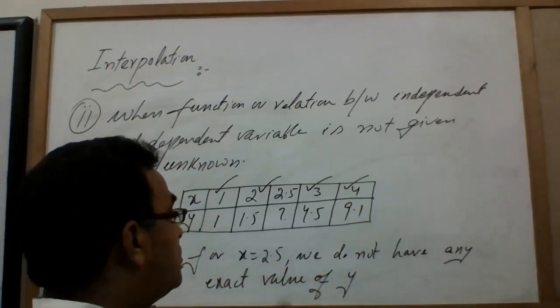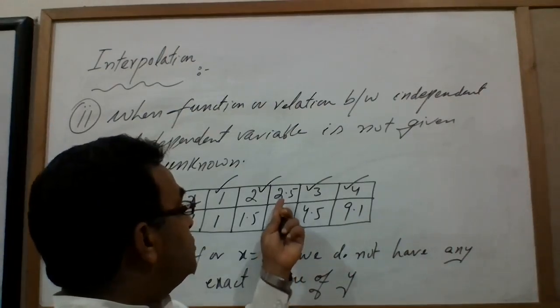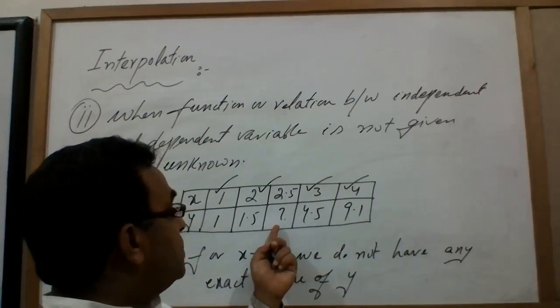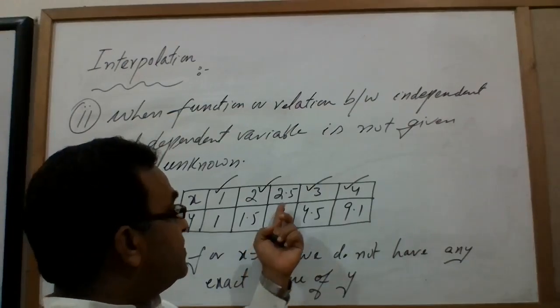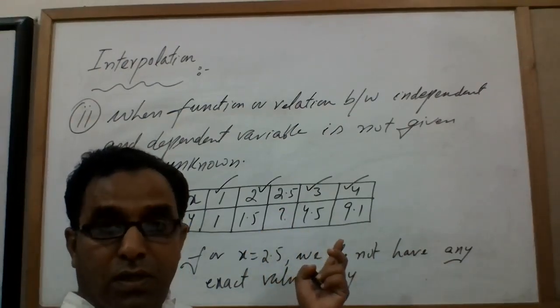This means that at the moment, for x equal to 2.5, we do not have the value of y. The value of y is not known. So in this case we can only approximate the value of y at x equal to 2.5. Do you see it?